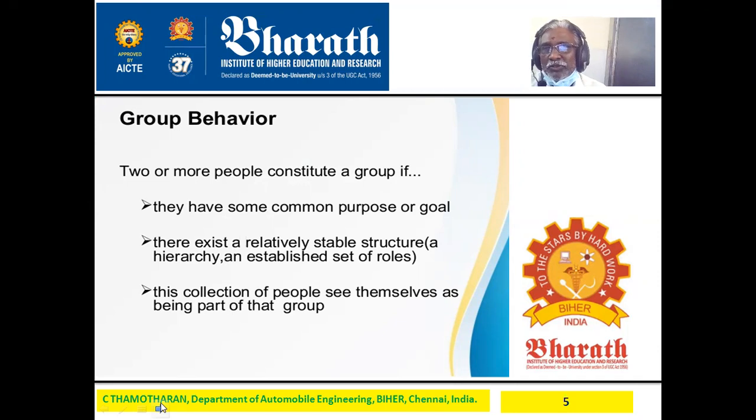In what way are you going to understand a group? Two or more people constitute a group. They have some common purpose or goal. There exists a relatively stable structure, that means a hierarchy, an established set of roles. This collection of people see themselves as being part of that group.